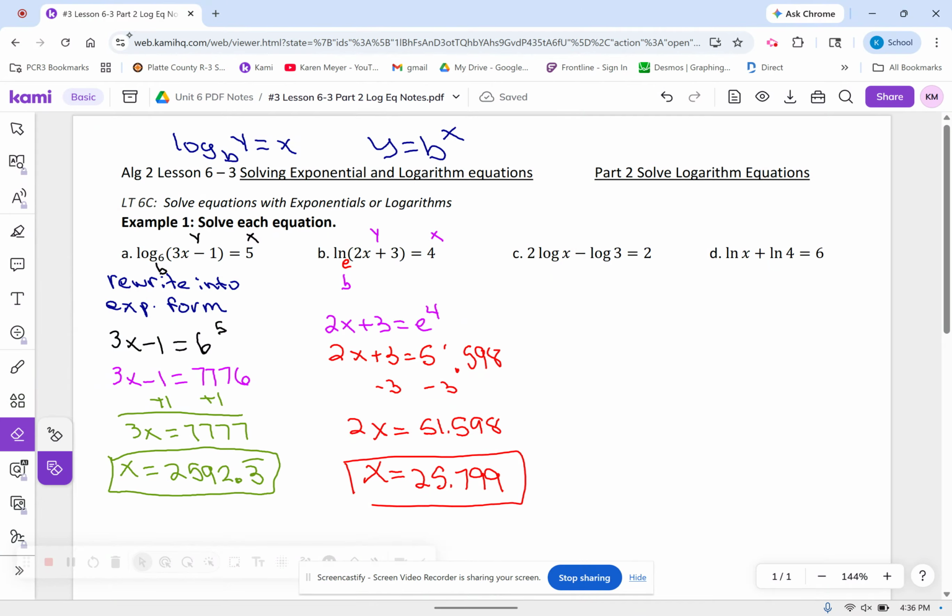See if I can write that as a better 4 there. So like I said, the hardest part about this one that has the ln is you just have to remember that the base for ln is never listed and that the base is always the letter e.